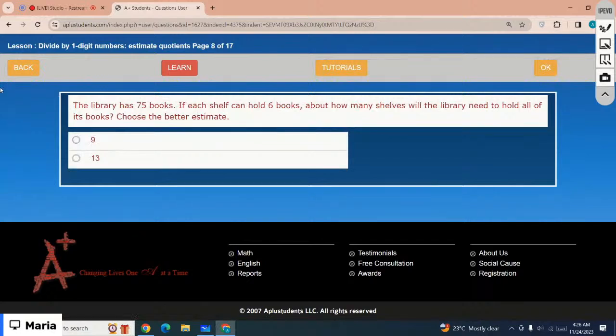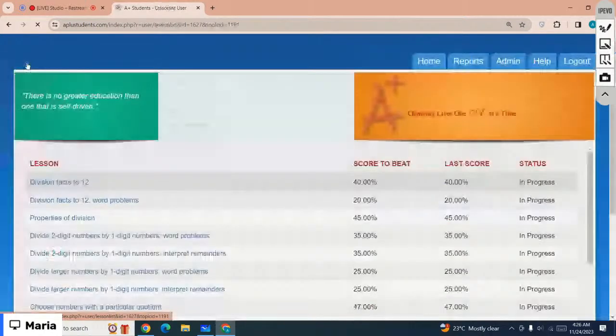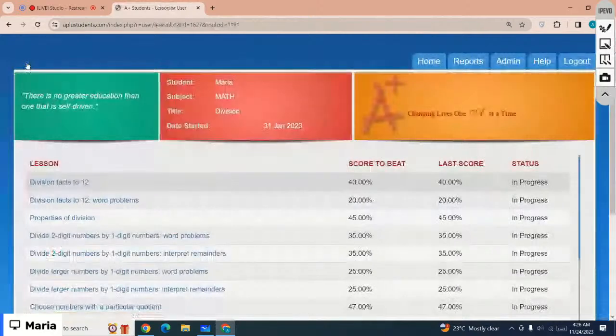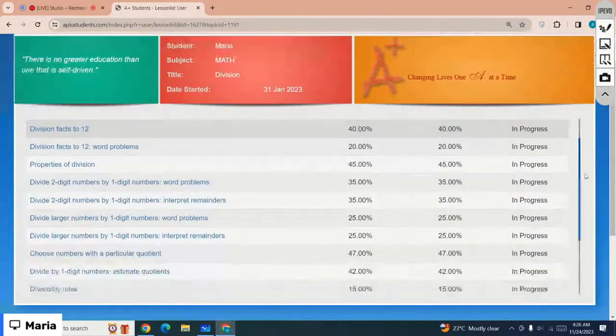Let's just move on to the next lesson. So the next lesson is divisibility rules. The divisibility rules is a very important lesson. We already did this lesson in the previous grades. So let's just start with the lesson divisibility rules. Basically, what are divisibility rules?